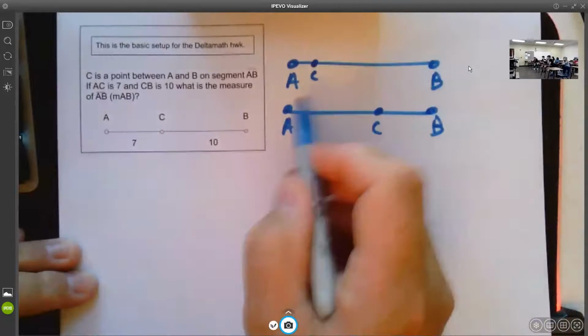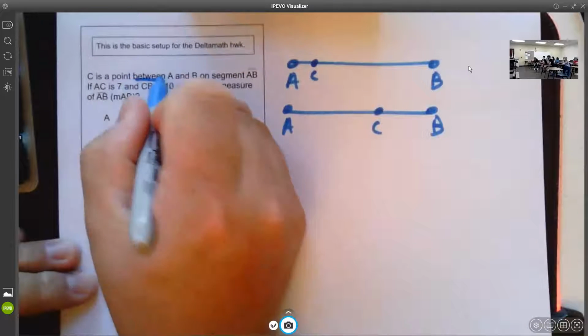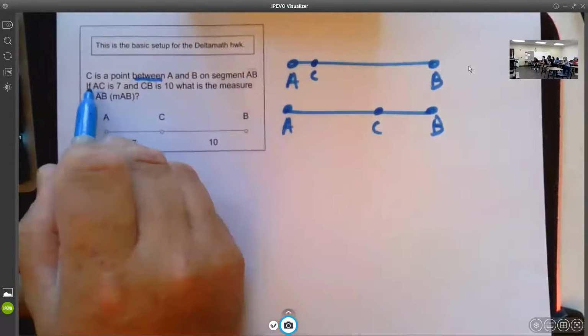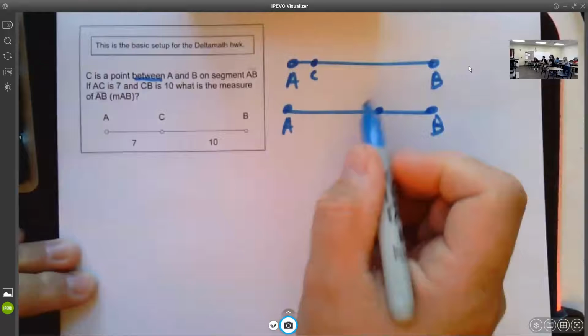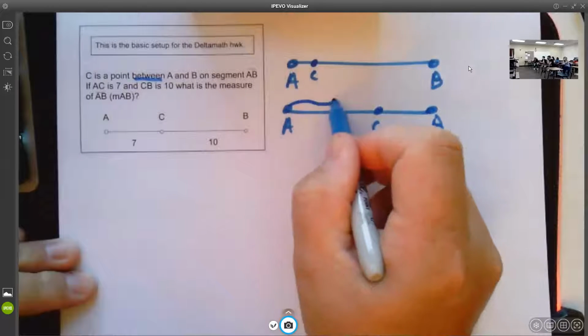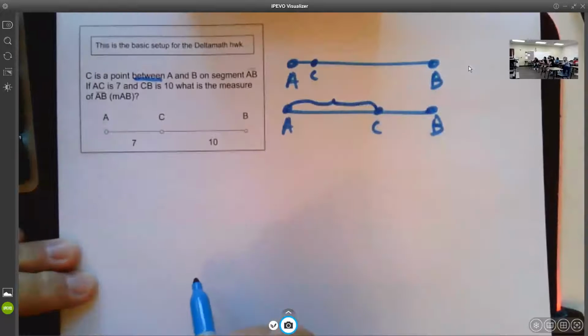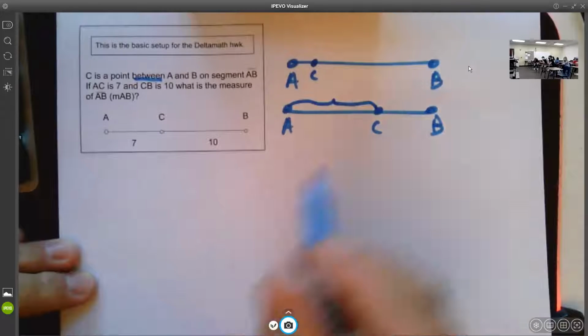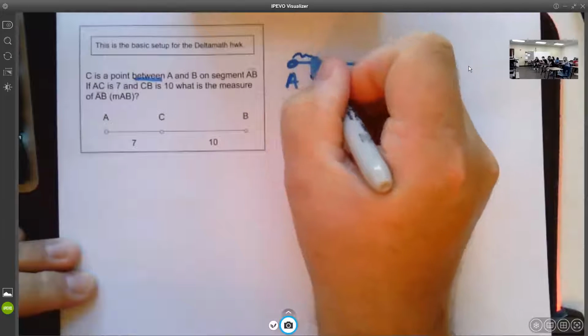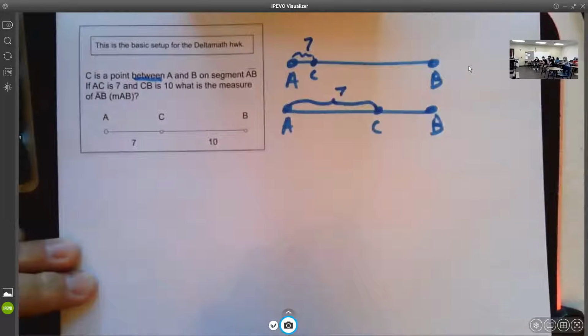It's just somewhere between. And on segment AB, if AC is 7, now take a look here, folks. A to C, is that A to C? Yes. Yeah, I could label it 7. Now, I could also label this A to C 7. Do I know which one is the most correct yet? No, I have no idea where it is yet.